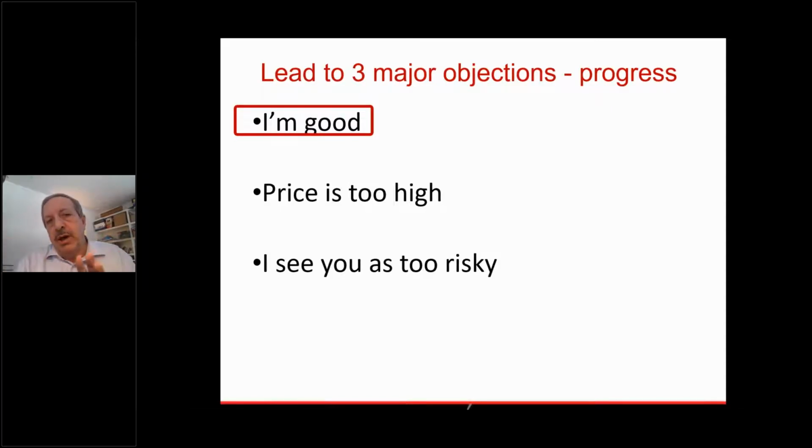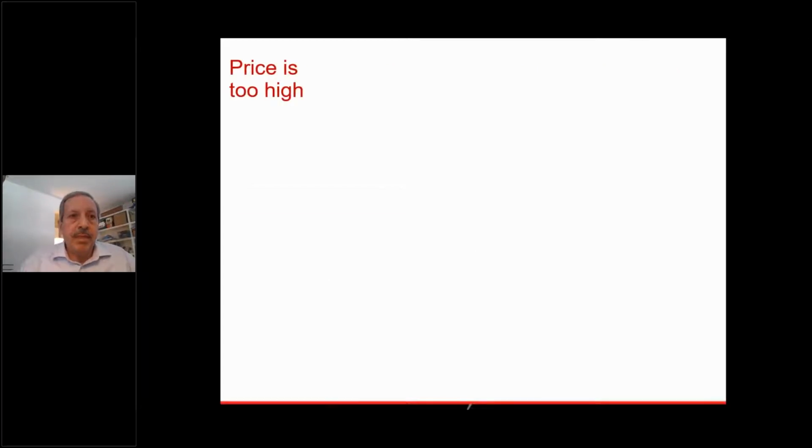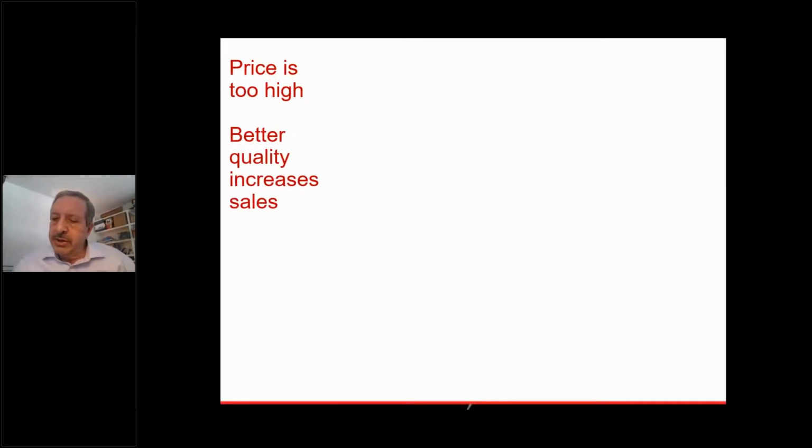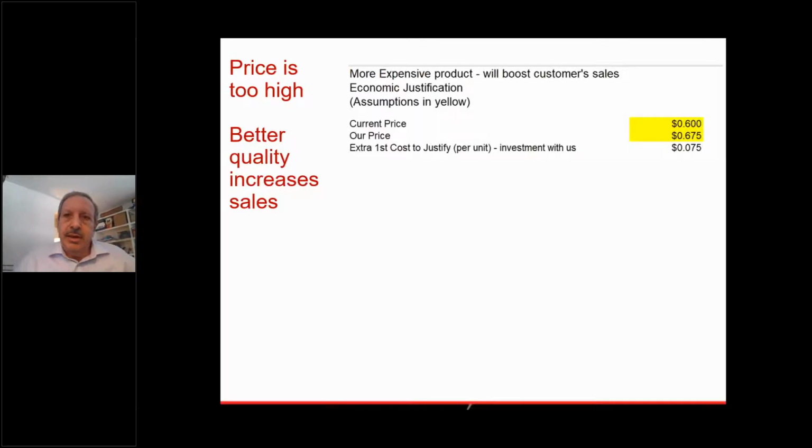So far, we've dealt with the "I'm good" objection. The answer to the "I'm good" objection is: I'm taking you to a better place. We're also now going to look at "your price is too high." So let's say our price is higher than the other guy's or gal's price. What do we do? Let's look at two quick economic justification worksheets. Do you have worksheets like this? Here's an actual example from a client, but I've not shown you who the client is. We sell a product for 67.5 cents, and the competition is at 60 cents. It's a package. The product goes into this plastic package.